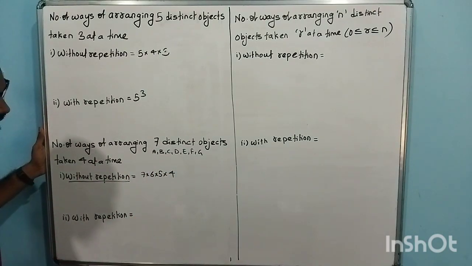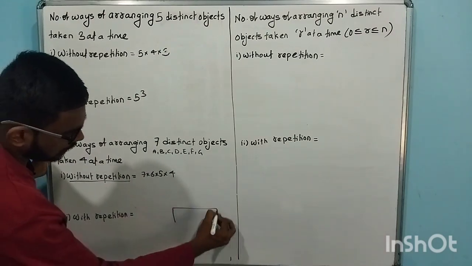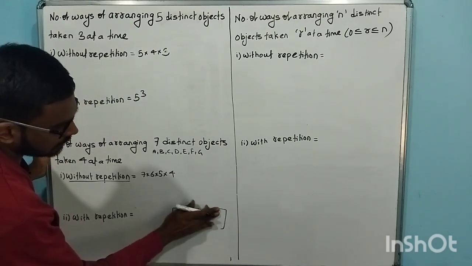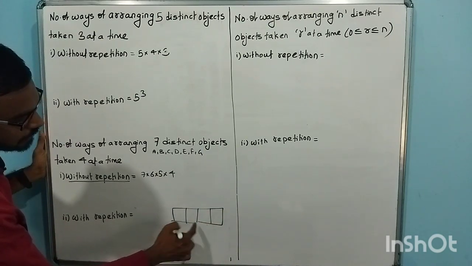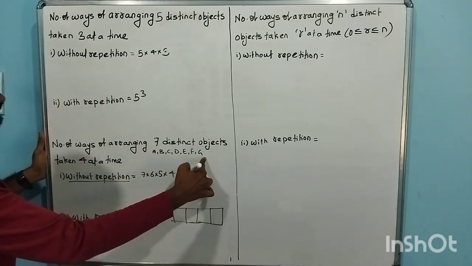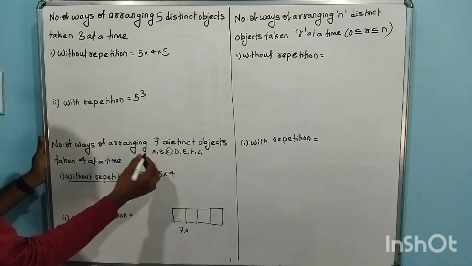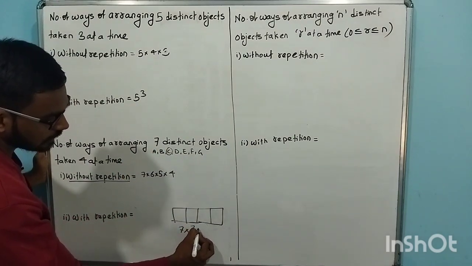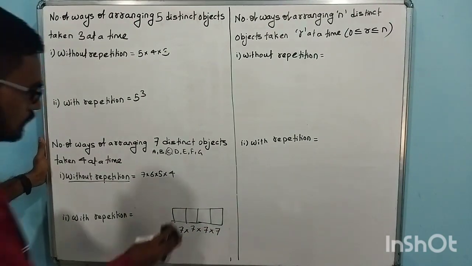And with repetition it is like this. Again for the first place, we can select any one out of these 7, so 7 choices. For the second place also, for example, I have selected this, I can select that or any one of the remaining. So again 7 choices. For the third place also 7 choices, for the fourth place also 7 choices. So 7 raised to 4.